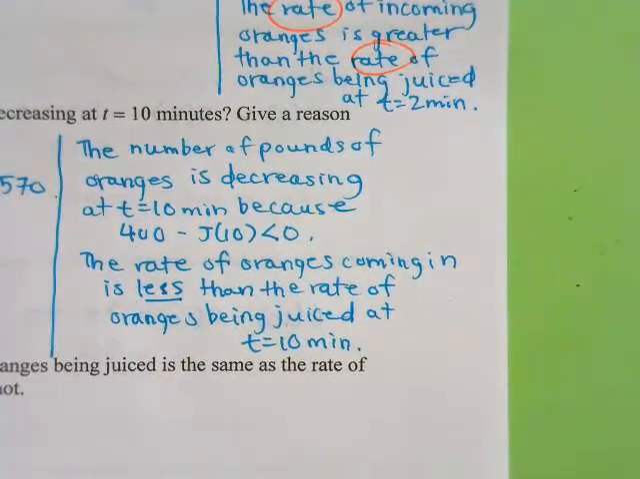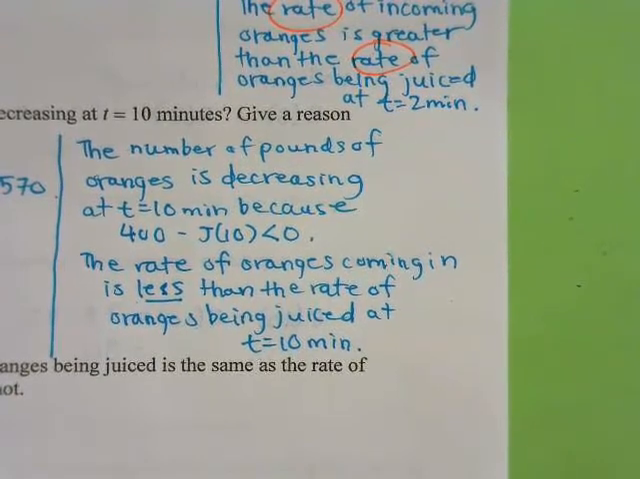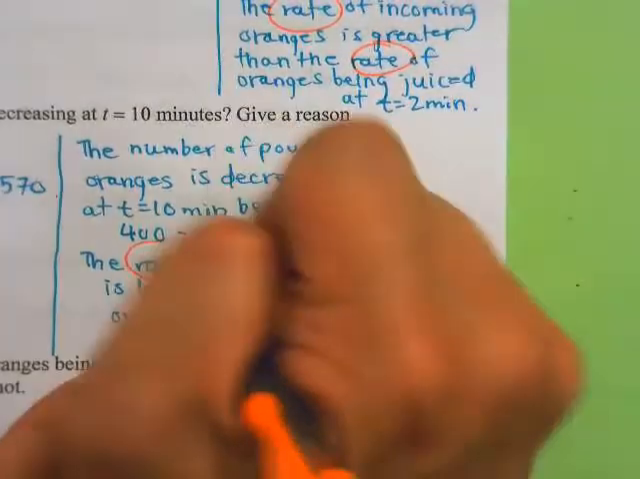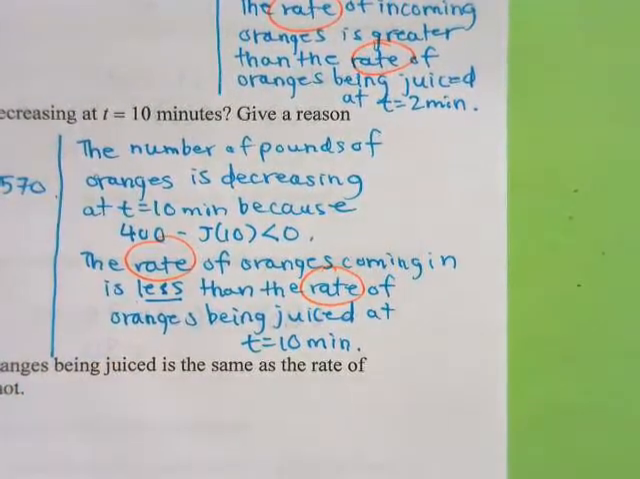So I did make my second sentence a little bit flexible, but again, you could have said it another way. This time I just said it this way. The rate of oranges coming in is less than... You could have also put in your paper, the rate of oranges being juiced is greater than the rate of the incoming oranges. Okay, so just as long as you are comparing rate to rate.